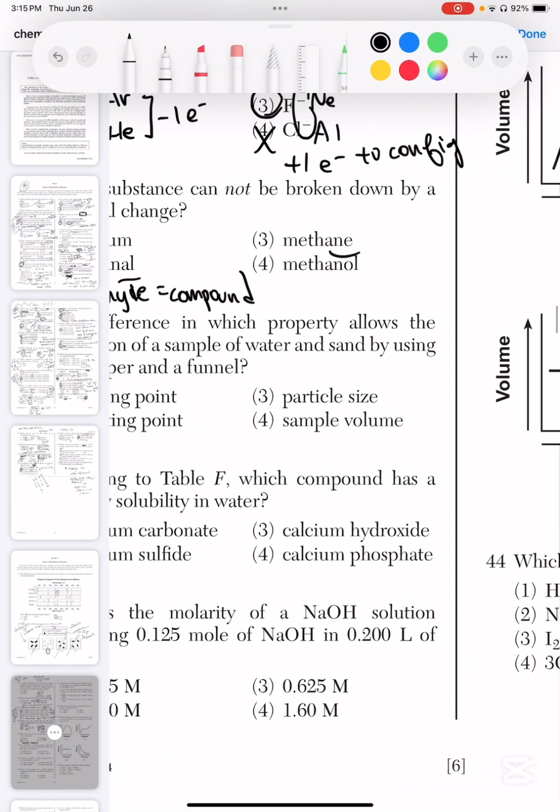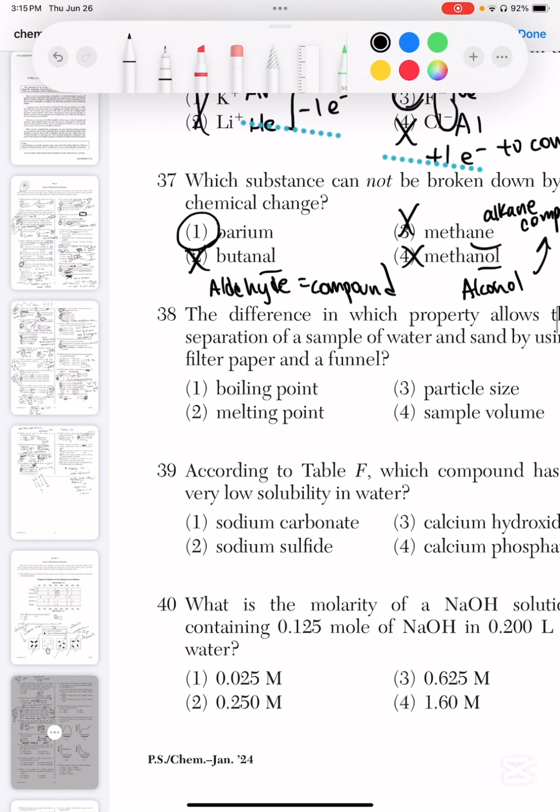Then methane, this is the alkane. This is a compound. Alcohol, also a compound. This is an element. This is number 56.